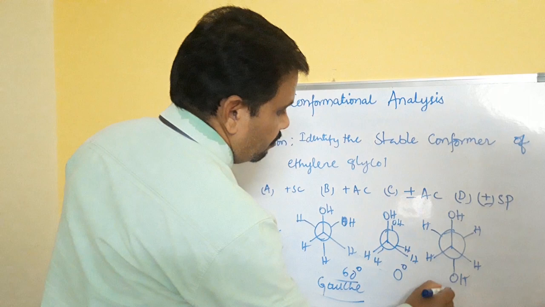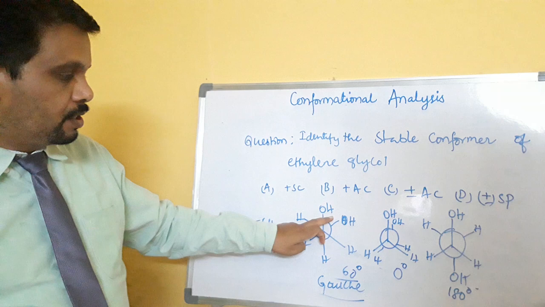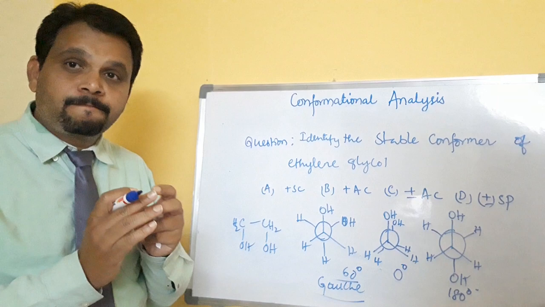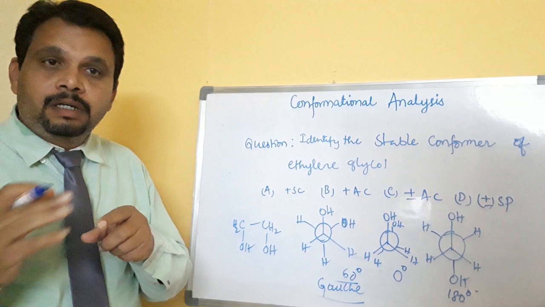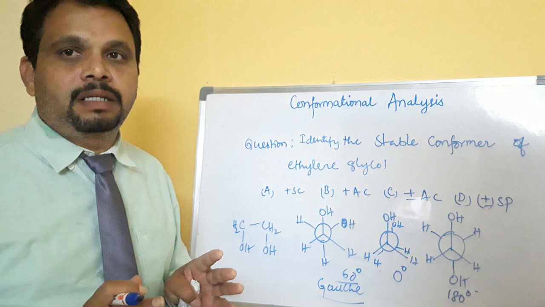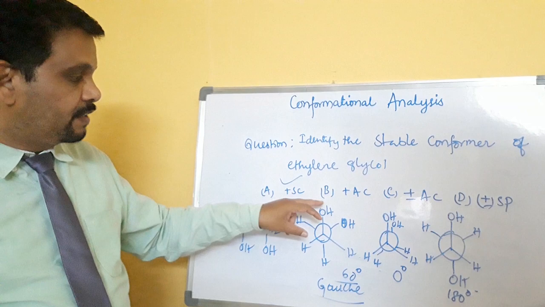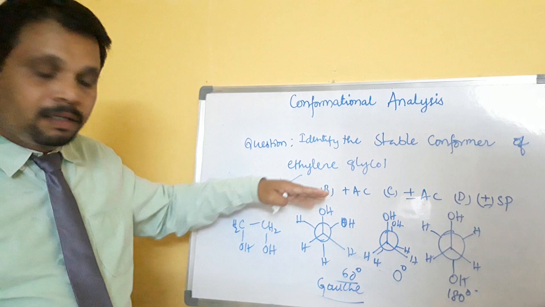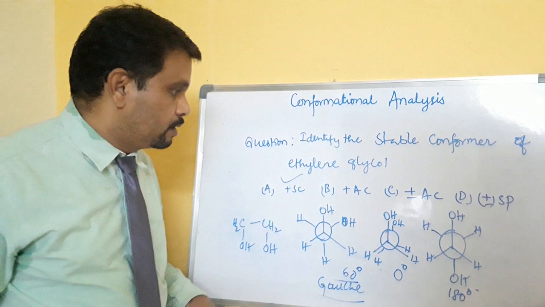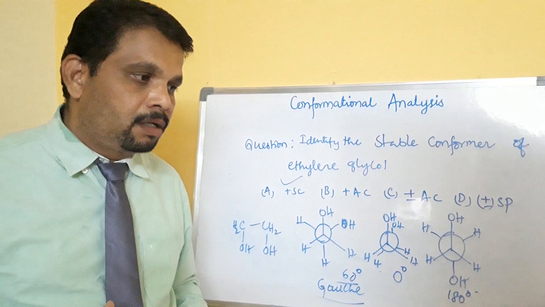Okay, so 60 degrees means it comes as syn and clinal, and it is clockwise side, right side, therefore plus SC is the answer. Where is the plus SC? This one. Okay, plus SC. Plus means 60 degrees, this right side. After 30 degrees that is clinal, and the above part is syn. Therefore plus SC is the right answer. Okay, so this is the way you need to answer the questions if you understand Klyne Prelog terminology, which is the modern one.